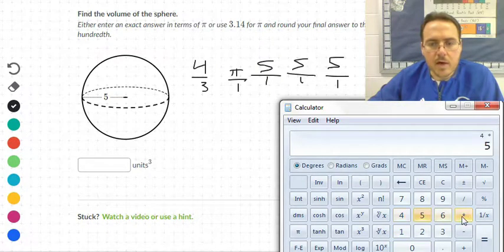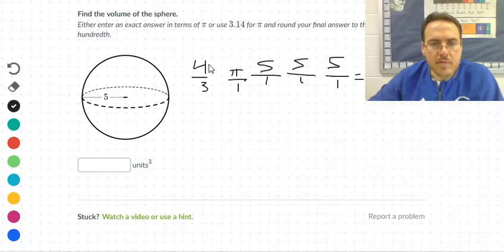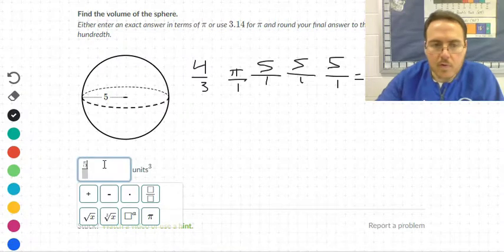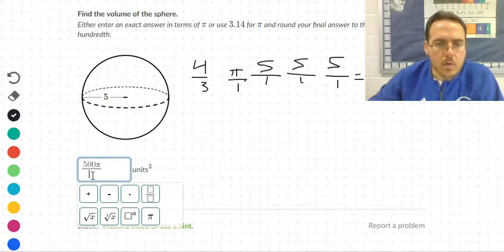4 times 5 times 5 times 5 is 500. So it'd be 500 pi over 3, because 3 times 1 times 1 times 1 times 1 is 3. So that'd be 500 pi over 3.